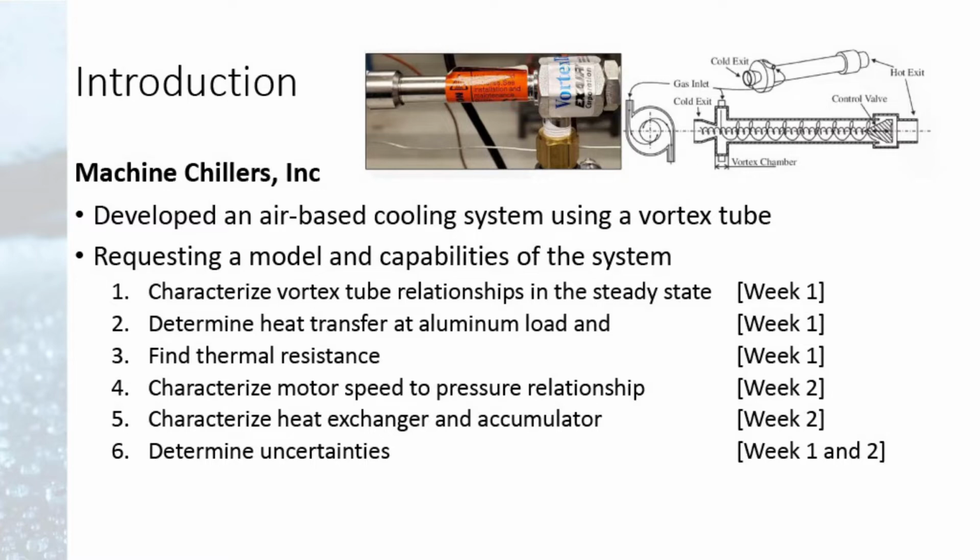The goals of the experiment completed in Week 1 were to characterize the vortex tube relationships in steady state, determine the heat transfer at the aluminum load, and find its thermal resistance. In Week 2, the team will characterize the relationship between motor speed and pressure and characterize the heat exchanger and accumulator. From the data collected in this experiment and the upcoming Week 2 experiment, the uncertainties of the system will be determined.